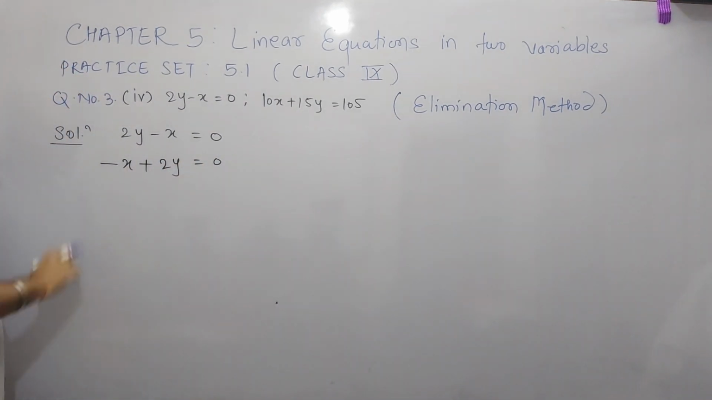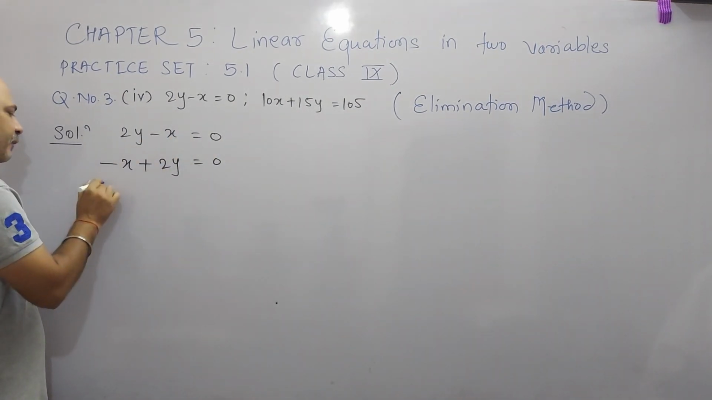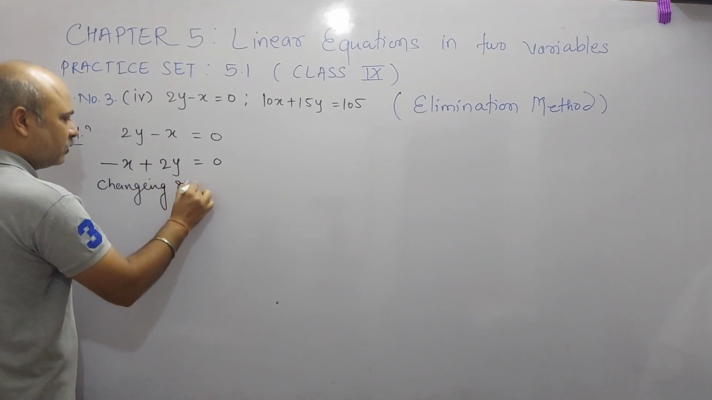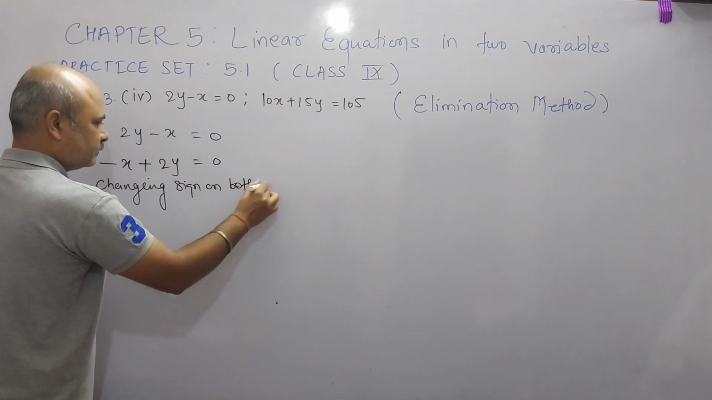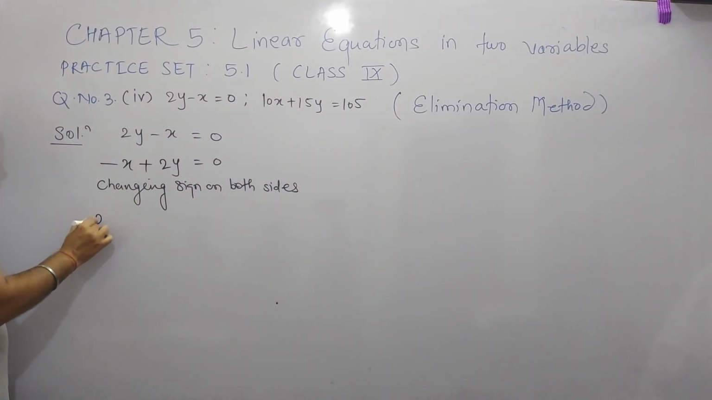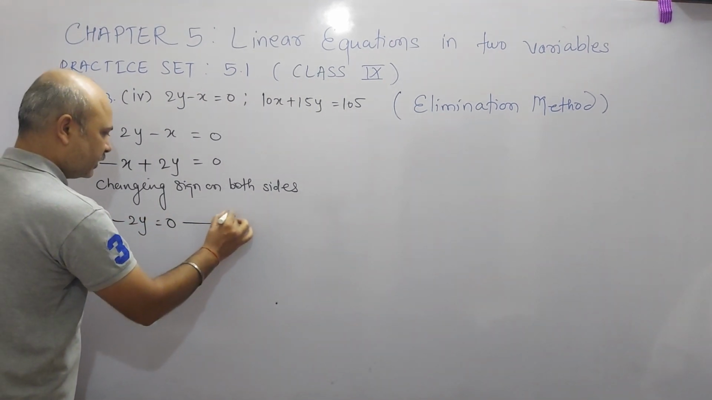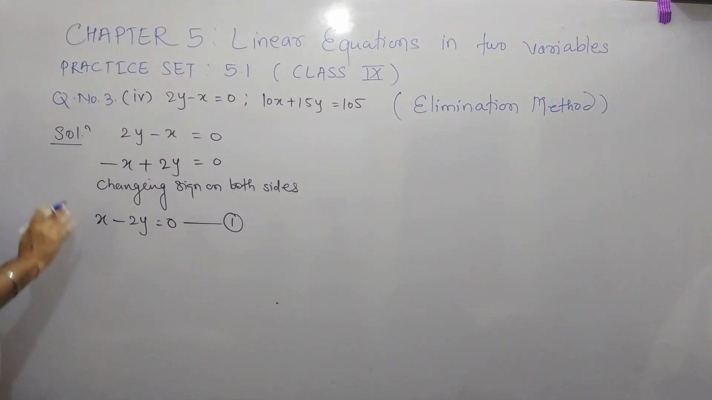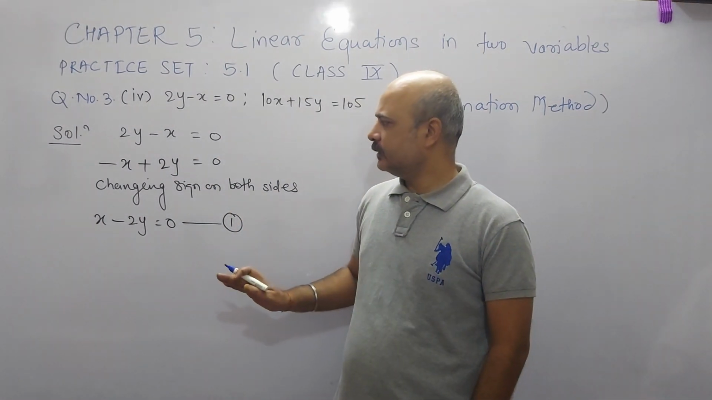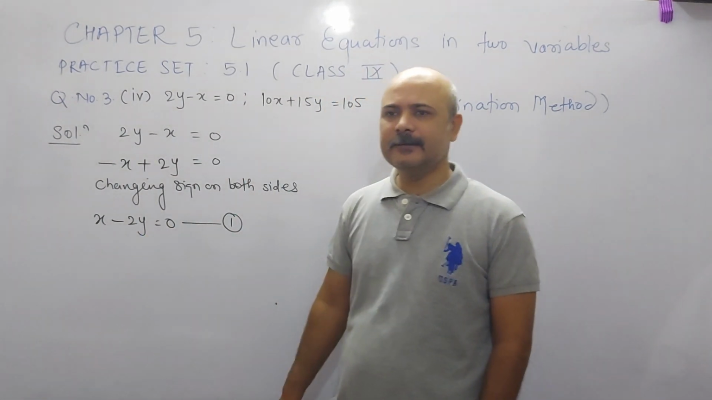As we want this first variable x having positive sign, for that you have to change the sign throughout, on both sides. So when you change the sign on both sides, the minus becomes plus x and this plus 2y becomes minus 2y, and this is equal to 0. This is equation number 1. This step you may do or keep as it is, no problem. But you will change the sign, so you get plus x and minus 2y equal to 0.